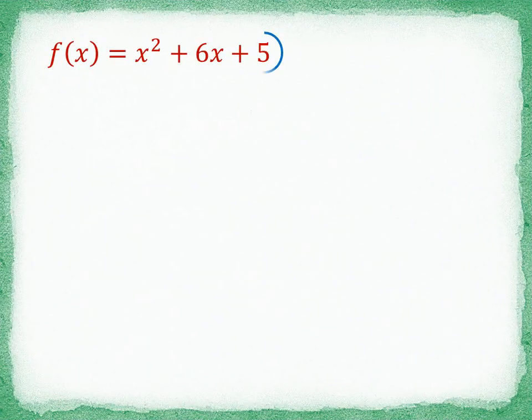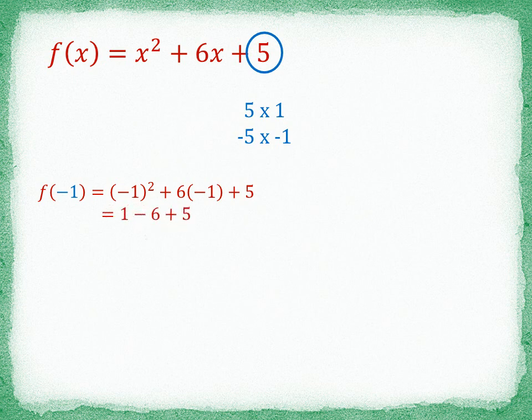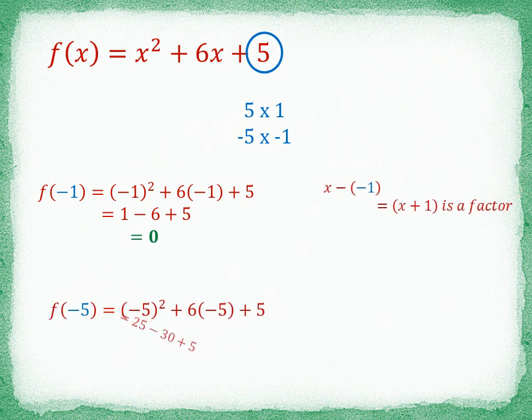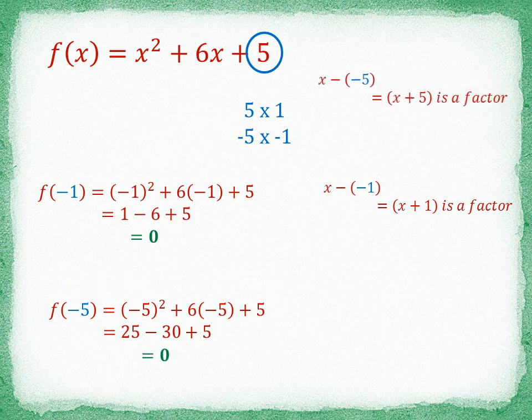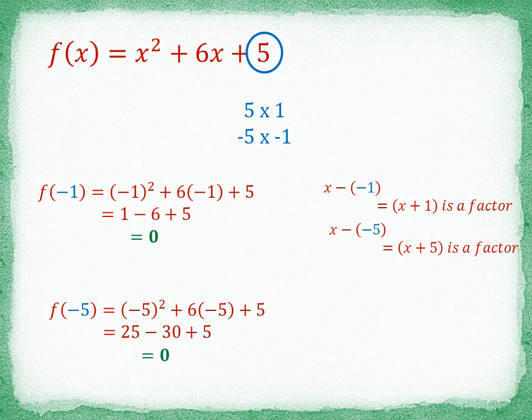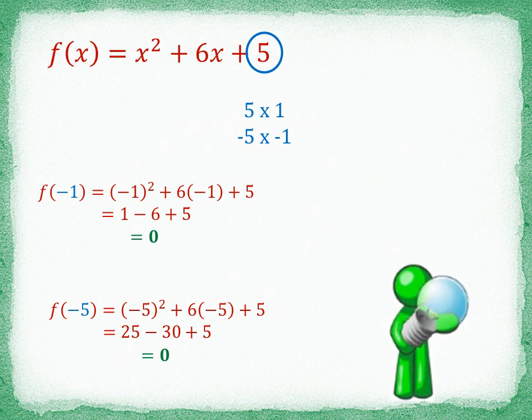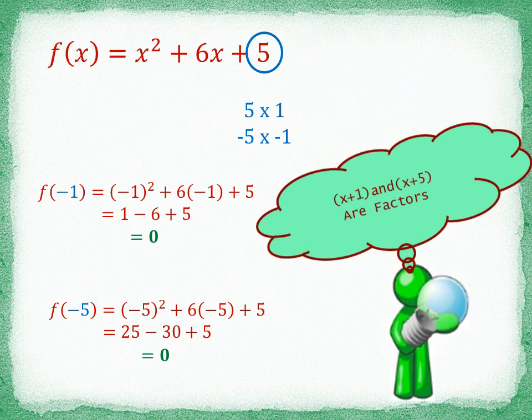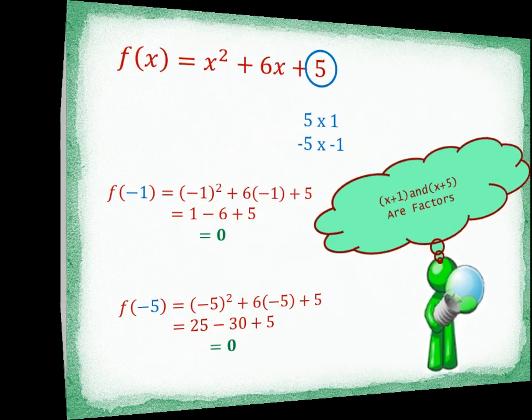Now let us substitute the other factors of 5 into this equation, minus 5 and minus 1. F of minus 1 is equal to 1 minus 6 plus 5, which is equal to 0, which means that x plus 1 is a factor. Let us substitute minus 5 in f of x. That is equal to 25 minus 30 plus 5, which is also equal to 0, which means that x plus 5 is a factor. X plus 1 and x plus 5 are factors of this polynomial.